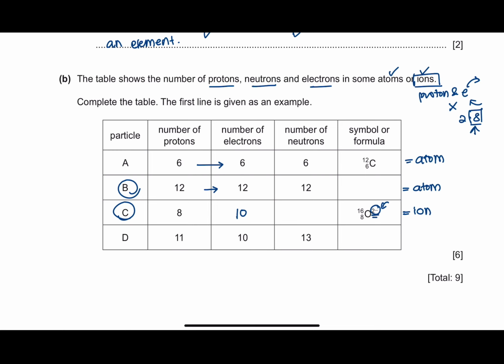And particle D does not have a similar number of protons or electrons. It means that this is an ion as well. An ion which has reduced the number of electrons by 1, that means it has donated 1 electron.